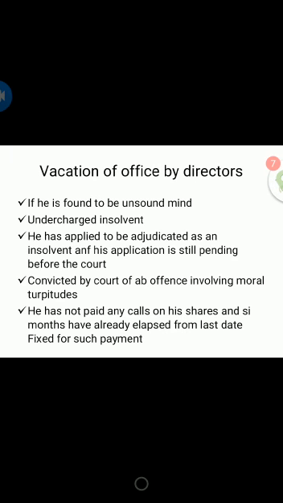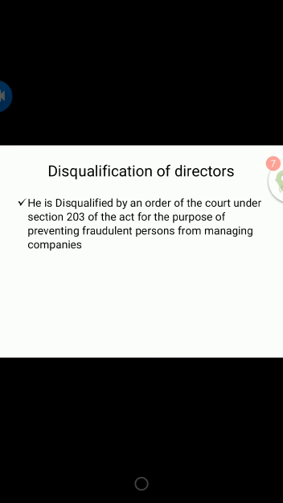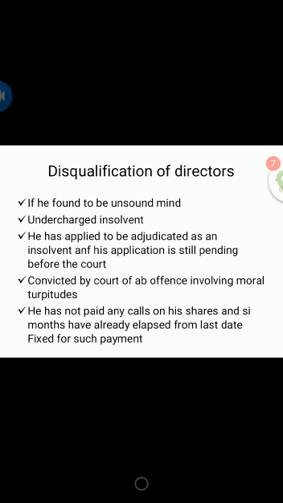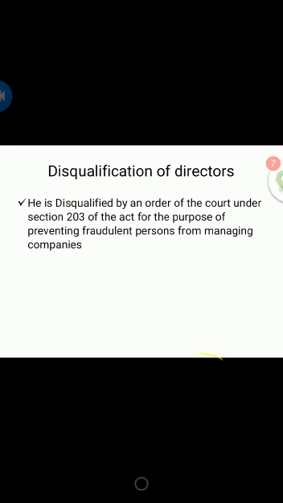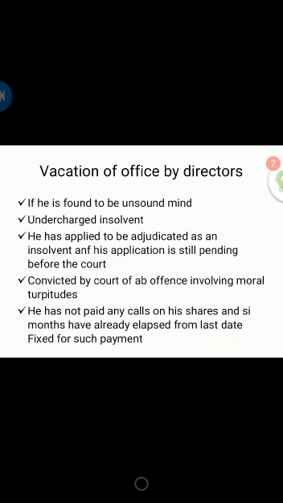In the last class we were dealing with the appointment of directors and disqualification of directors. In this class we will learn regarding the vacation of office by directors. As we have studied in the previous disqualification, all these points are similar in your vacation of office by director.